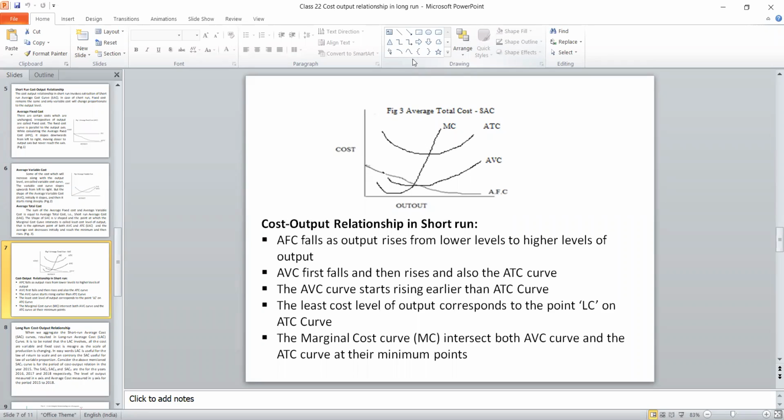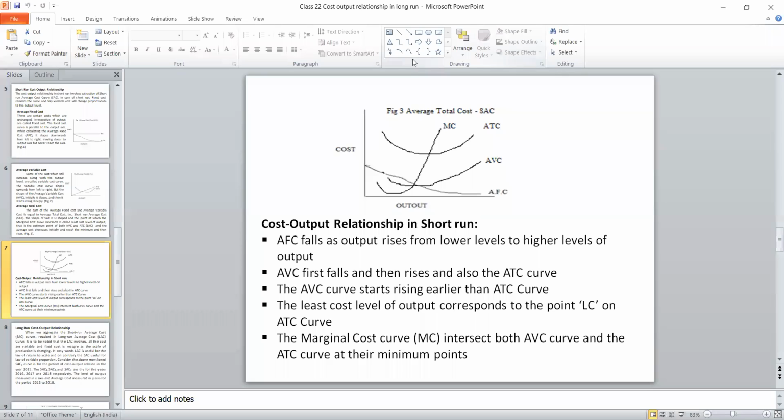The third point is the average variable cost starts rising earlier than ATC. Why? You can see the MC cuts first AVC and then ATC. At a lower output level itself, it starts increasing. So that is why AVC starts rising earlier than the ATC. The fourth one, the MC will intersect the ATC at the minimum point. The last implication is the marginal cost curve intersects both AVC and ATC at their minimum points. These 5 implications are nothing but the cost output relation in the short run.